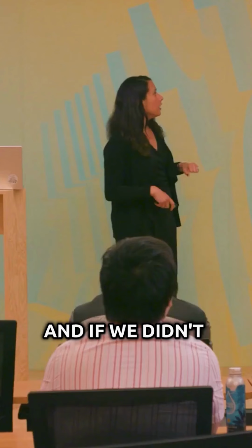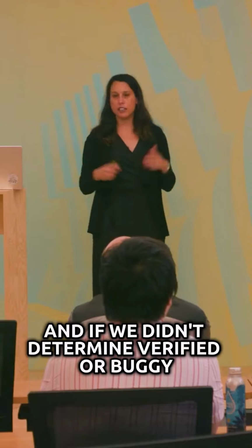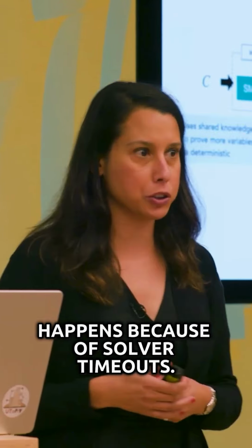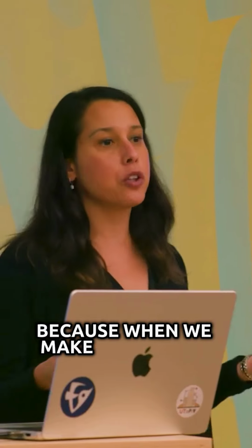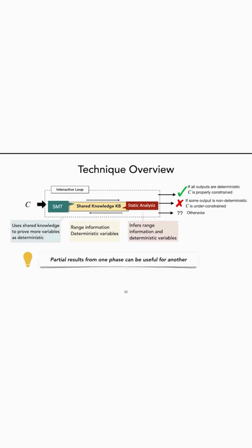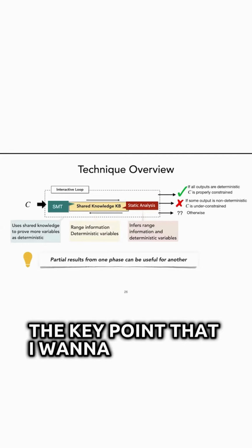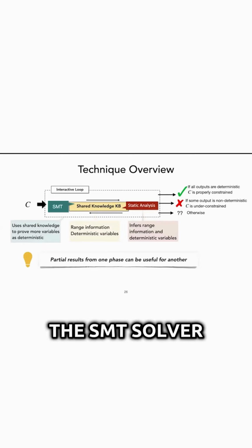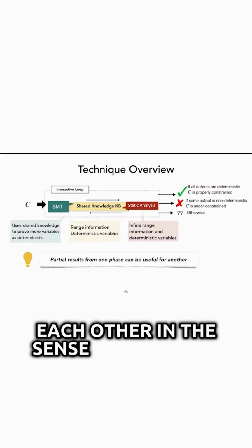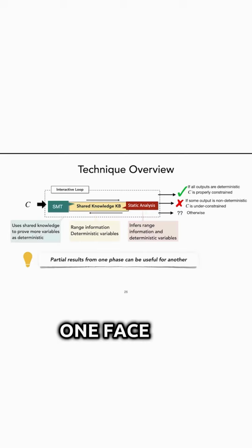And if we didn't determine verified or buggy, we can also return unknown. As you will see later, the unknown case will happen because of solver timeouts, right? Because when we make a query to the SMT solver, it may not be able to provide an answer in some cases. And the key point that I want to make here is that the SMT solver and the static analyzer play a complementary role to each other, in the sense that partial results from one phase can be useful to the other, as we will see shortly.